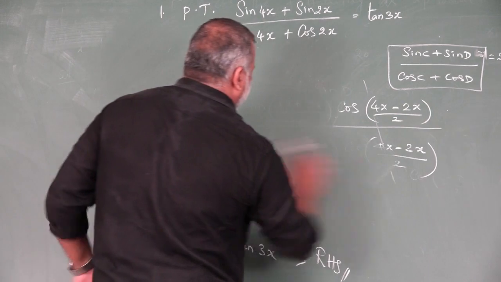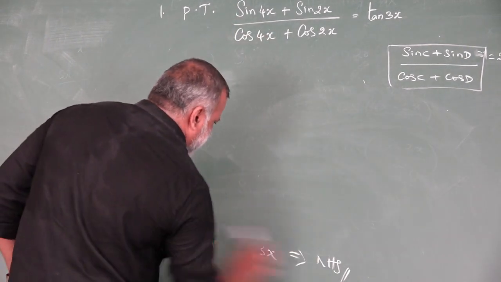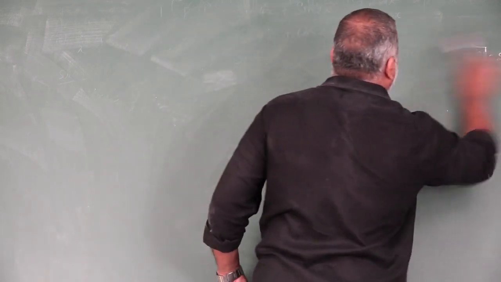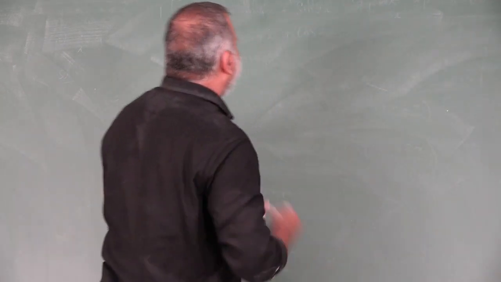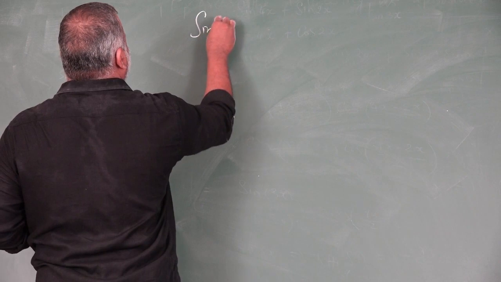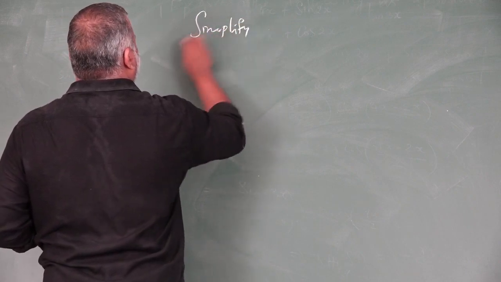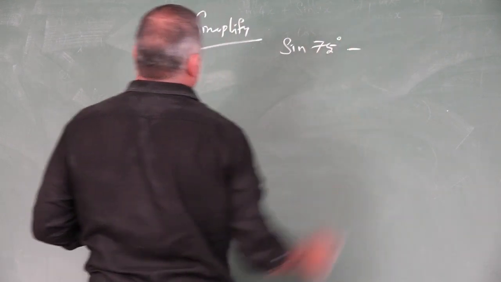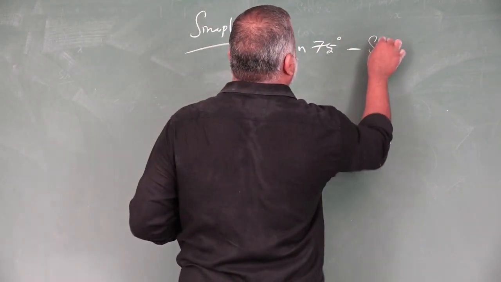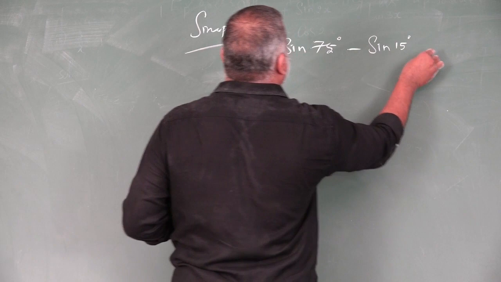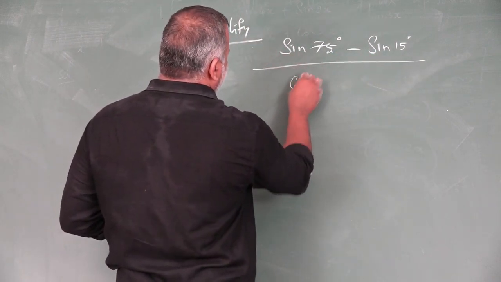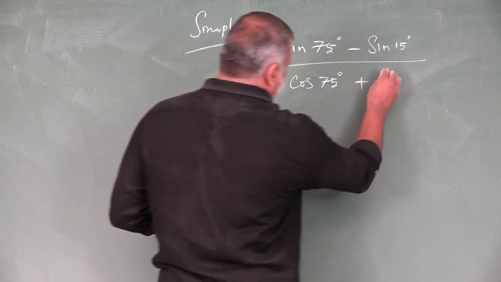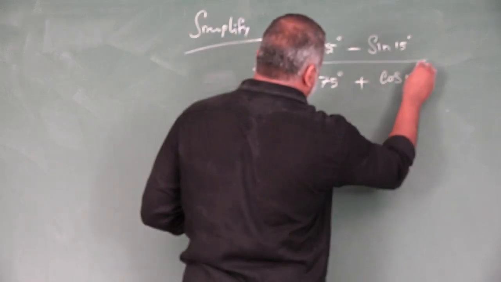In the same model, one more question. Simplify. Same application. Simplify: sin 75 degree minus sin 15 degree divided by cos 75 degree plus cos 15 degree.